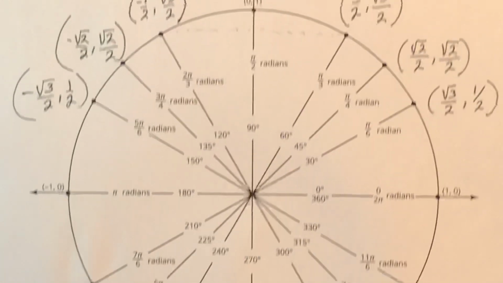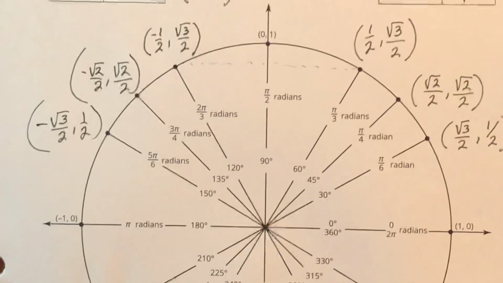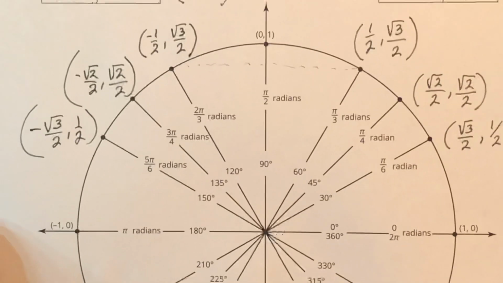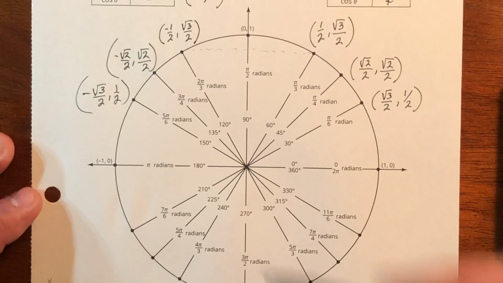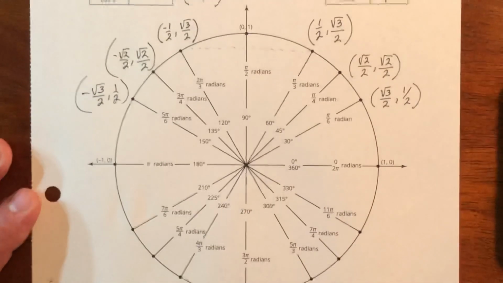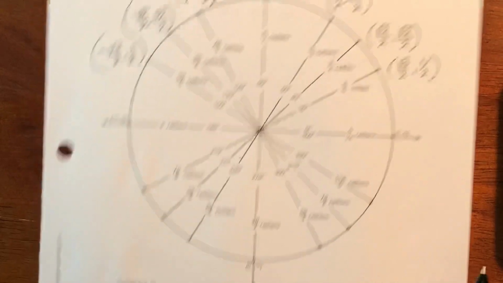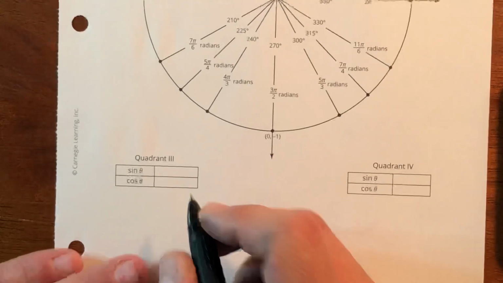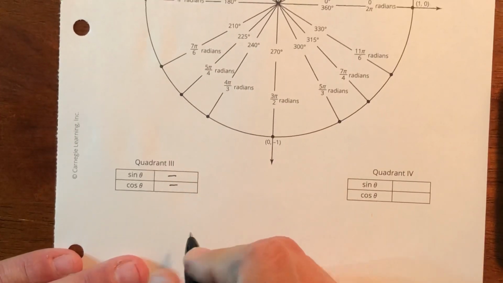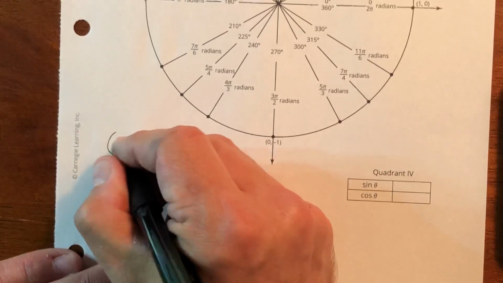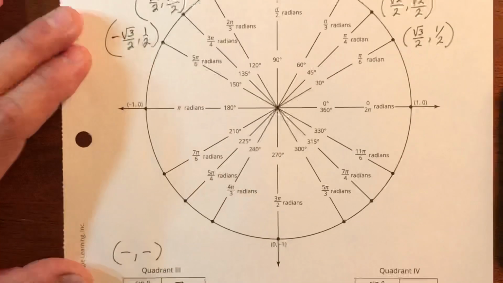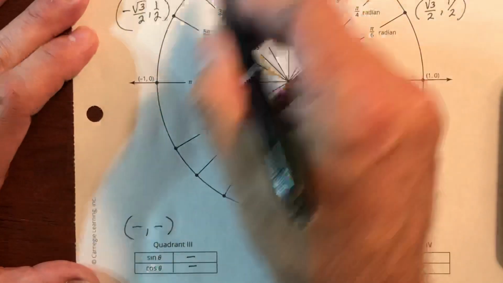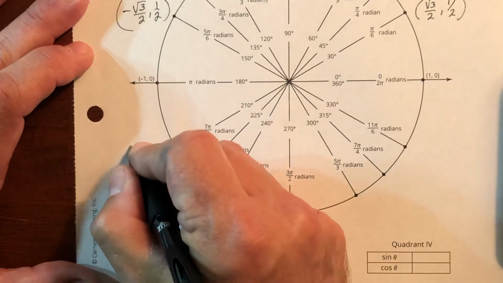Now let's go down to quadrant 3. Well, let's see if I can zoom out a little bit so you can see this. Let's use the angles from quadrant 2 to help us with quadrant 3. Well, in quadrant 3, you know that the sine and cosine are both negative because you have a negative x-coordinate and a negative y-coordinate. So you put the same exact sines and cosines, it's just that they're both negative.